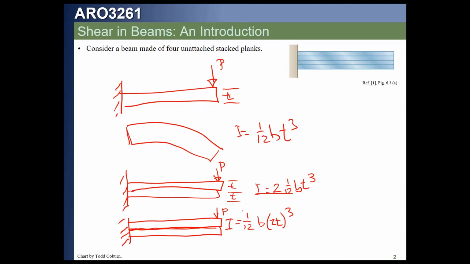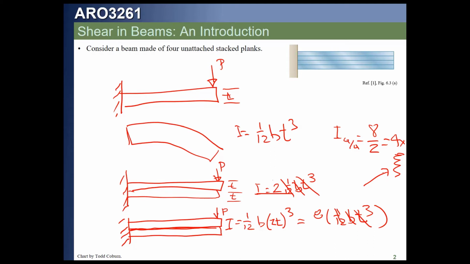This means that our moment of inertia is 8 times 1/12 bt cubed. So if we compare these moments of inertia, the moment of inertia of the glued to the unglued beam, we see this term is going to cancel, and this term is going to cancel, and this term is going to cancel, and we're going to leave an 8/2, which means we have 4 times the stiffness. That means we deflect 1/4 of the amount. Why? Simply because we glued these together.